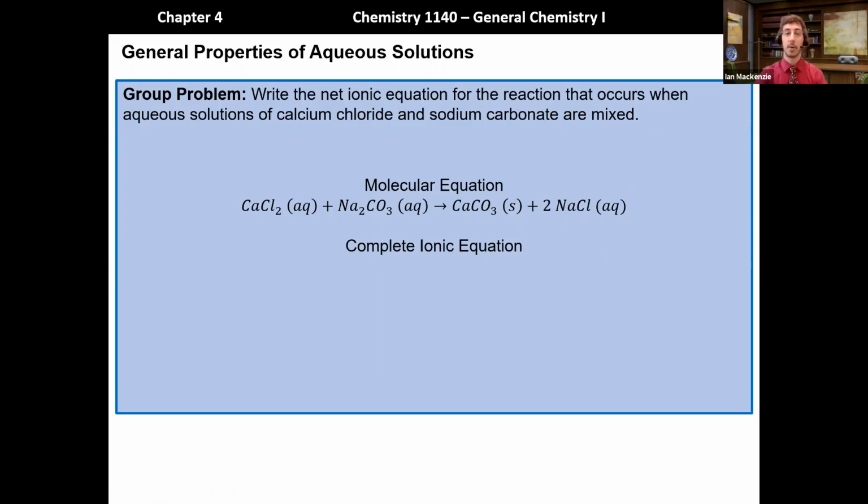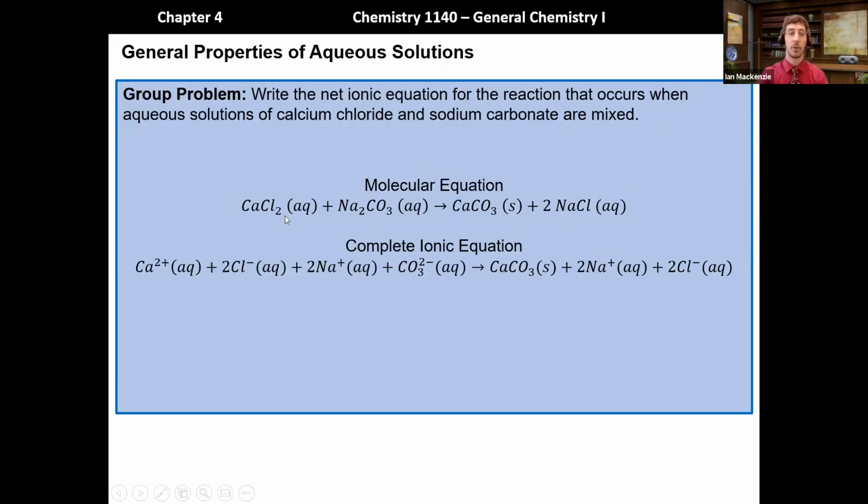The complete ionic equation is simply I go through and break up all of the aqueous cases that are ionic. And so calcium 2+, 2 chloride ions, 2 sodium ions, and 1 carbonate ion goes to calcium carbonate, which does not break up because it is a solid, not aqueous. And then sodium chloride breaks up into 2 sodiums and 2 chlorides.